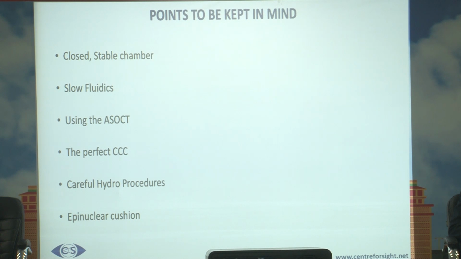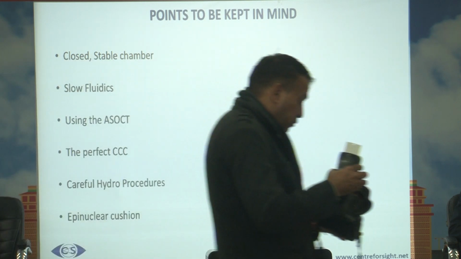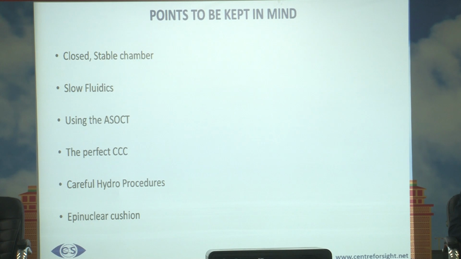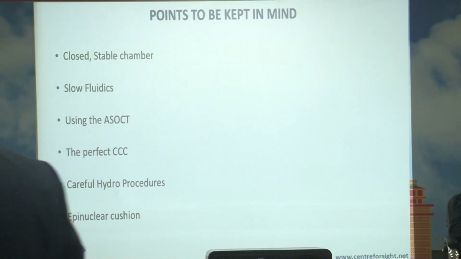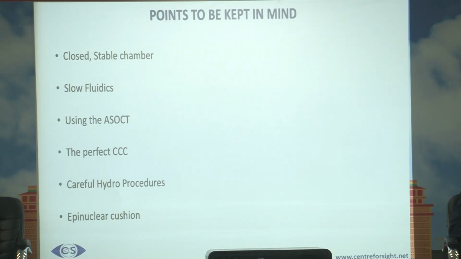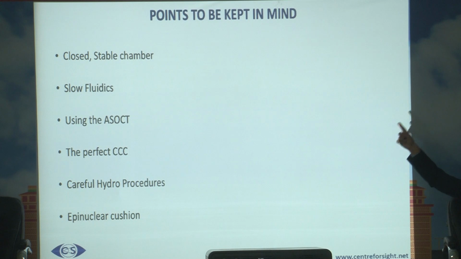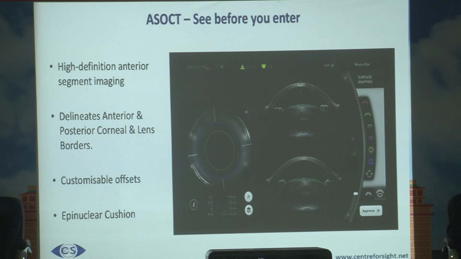Whether you are doing phaco or femtolaser, the points to keep in mind are that it should be a closed, stable chamber, and the fluidics in a polar cataract need to be less. Using the anterior segment OCT helps in delineating where the polar cataract is. Do careful hydro procedures, not a hydrodissection but a hydrodelineation, and use an epinuclear cushion in a polar cataract.